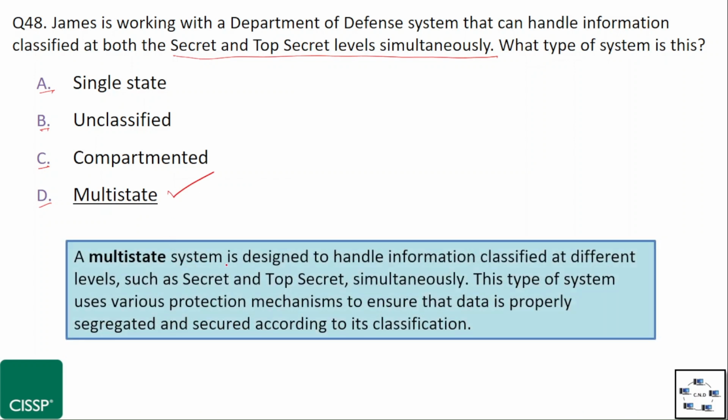A multi-state system is designed to handle information classified at different levels, such as secret and top secret, simultaneously. This type of system uses various protection mechanisms to ensure that data is properly segregated and secured according to its classification.